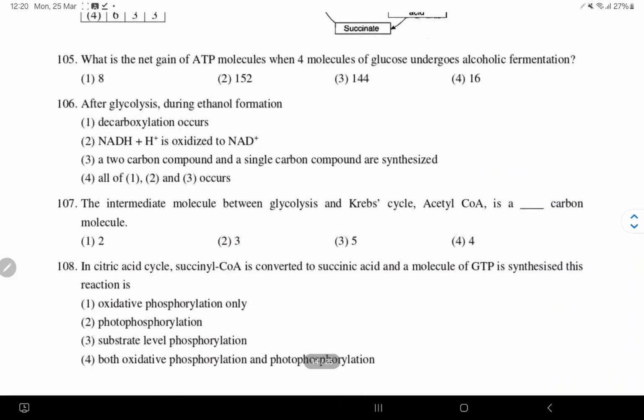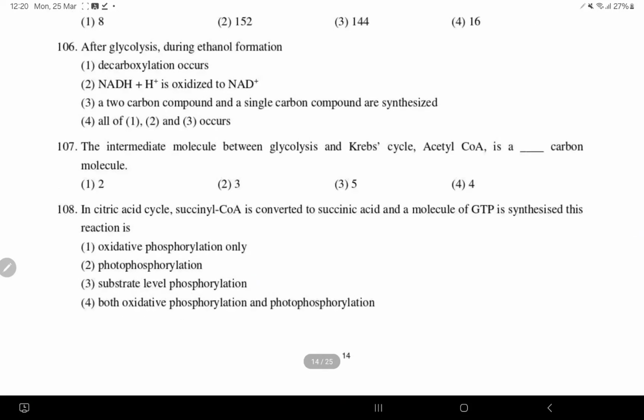What is the net gain of ATP when 4 molecules of glucose undergo alcoholic fermentation? So 4 into 2, it's 8 ATP. The correct answer is 1, because per glucose you will be getting 2 ATP. So 4 glucose, 4 into 2, 8 ATP.